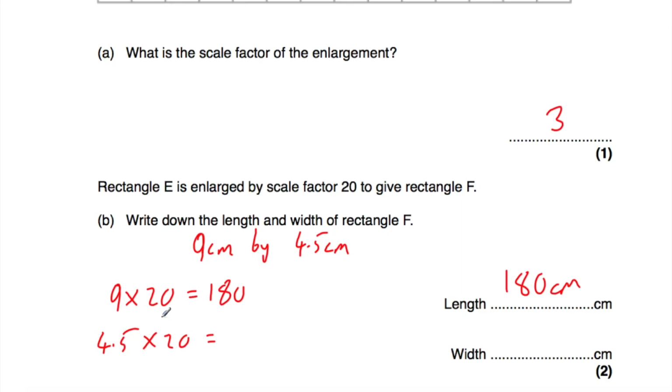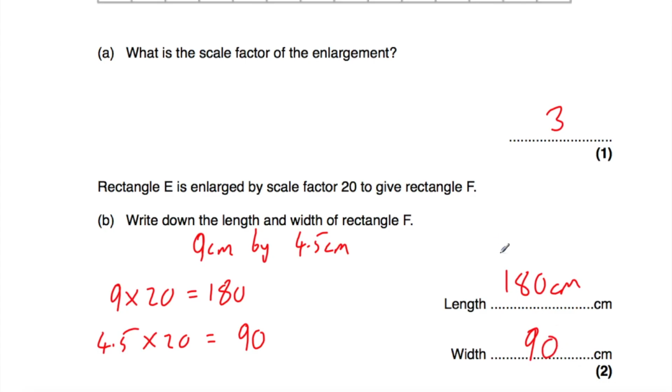Now, there's a few different ways we could approach this. One way is to do 4.5 times 2, which is 9, so 4.5 times 20 would be 90. Or another way to do it is to recognise that 4.5 is half of 9, so that means that we just half the 180, and that would be 90. So it's going to be 90 centimetres wide. So that's the width of it, 90 centimetres.